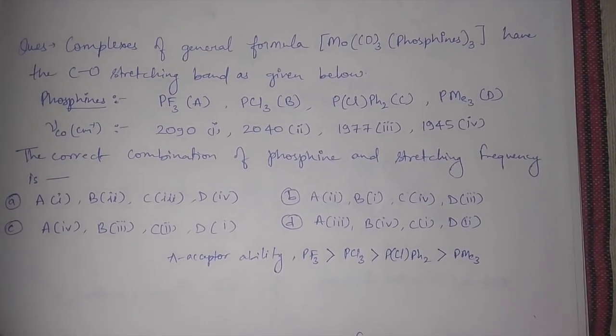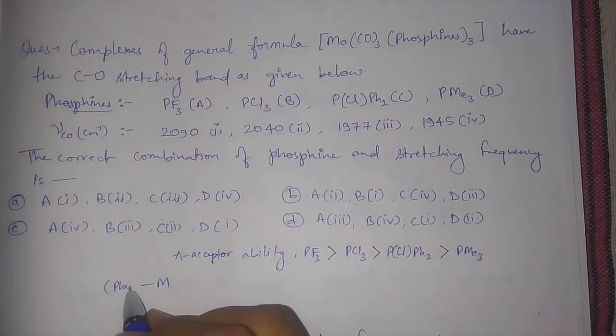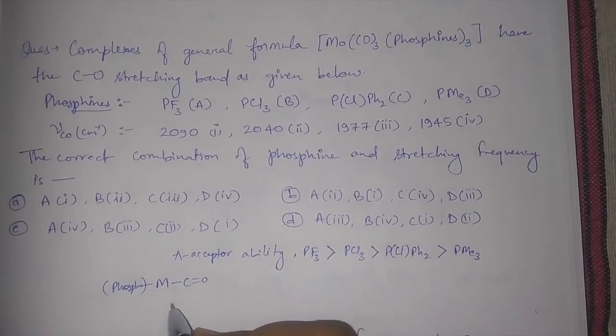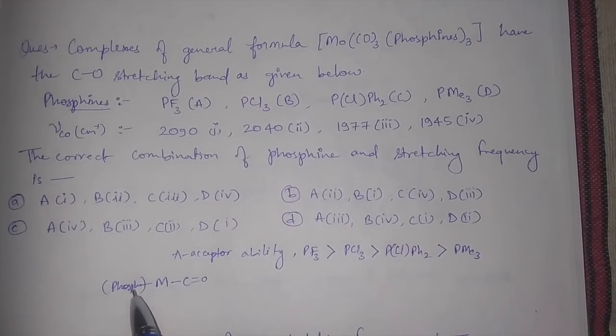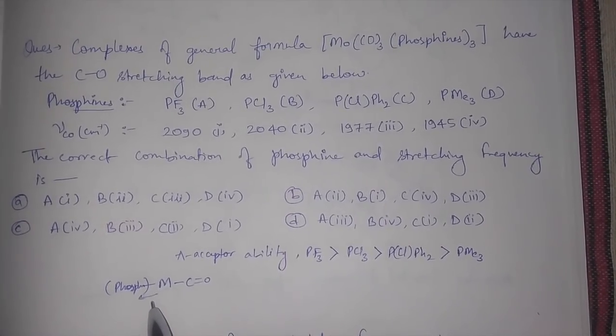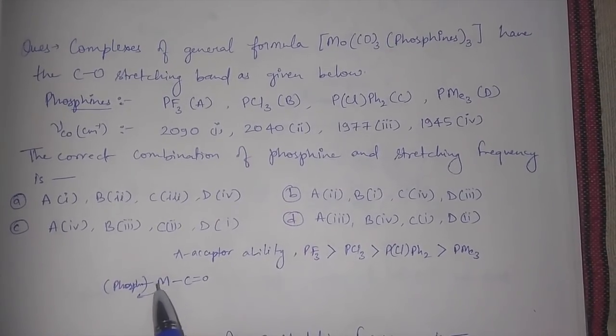Now what this pi acceptor ability will do, see, here is your metal and here are your phosphines. Let's say whatever phosphine you have, and here is your CuL. Okay, so now if phosphine is a good pi acceptor, then it will take electrons from the metal, it will accept pi electrons from the metal, and the metal will be electron deficient.